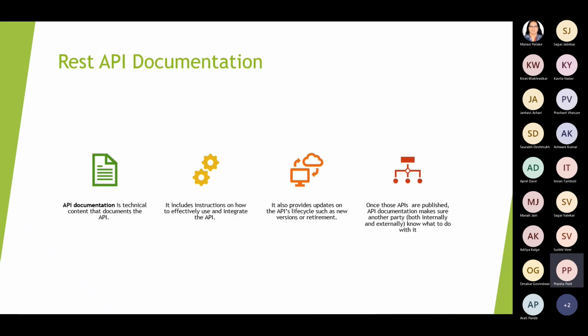So in this slide, we will see why REST API documentation is needed. API documentation is technical content that documents the API. It includes instructions on how to effectively use and integrate the API. It also provides updates on the API's lifecycle, such as new versions or retirement. Once we publish those APIs, API documentation makes sure another party, whether internal or external, knows what to do with it. So when we are building any application with a REST API, it is necessary to write the REST API documentation, so all the parties involved can work according to the documentation and get a better understanding of the REST API application.